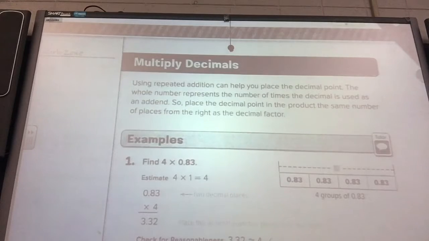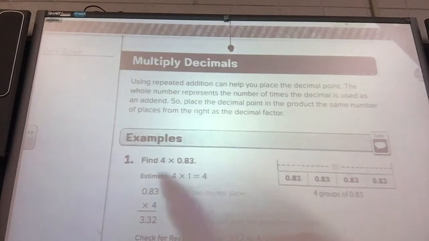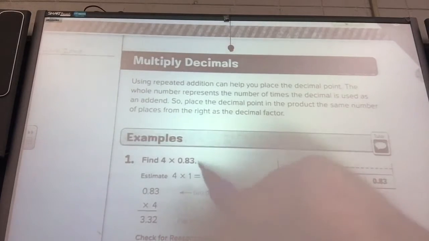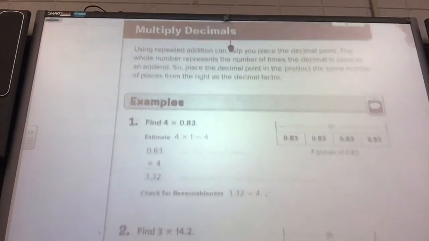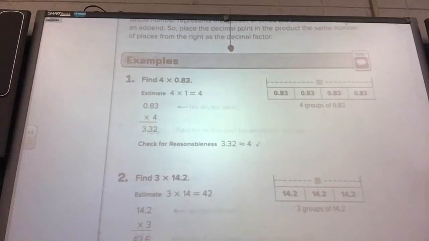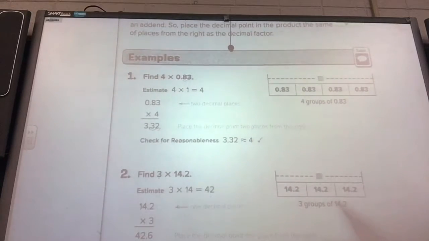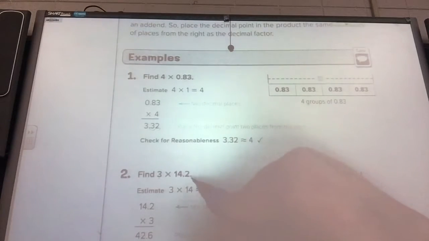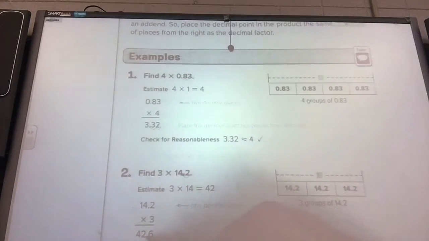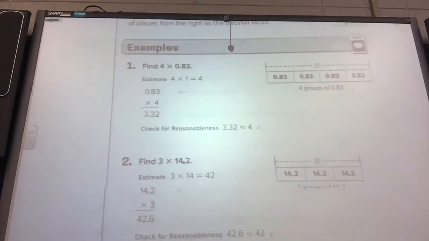So that's something that we just talked about. So if we multiply this 4 times 0.83, at the end, if you go over 2, then at the product you have to go over 2. Alright? Then it gives us another example down here. 3 times 14.2. And at the end, you have 1 decimal place in 14.2. So you should have 1 decimal place in 42.6.